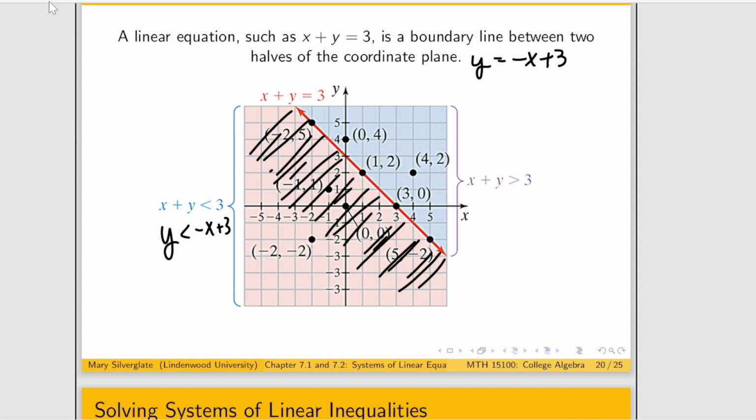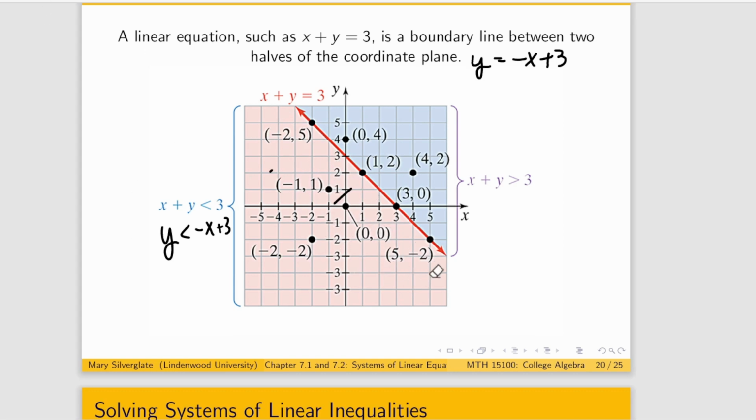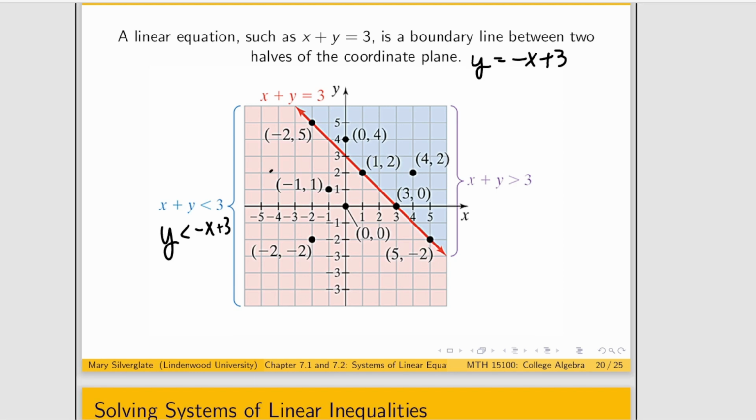Or if it doesn't look physically below to you and you're like, oh my gosh, I always mess up the shading, just pick a testing point. So for example, if we pick this testing point, (-2, -2), I would plug in -2 for y, -2 for x. -2 is less than -1 times -2, which is 2, plus 3. -2 is indeed less than 5. We're good. If you're greater than, then you shade physically above the line.